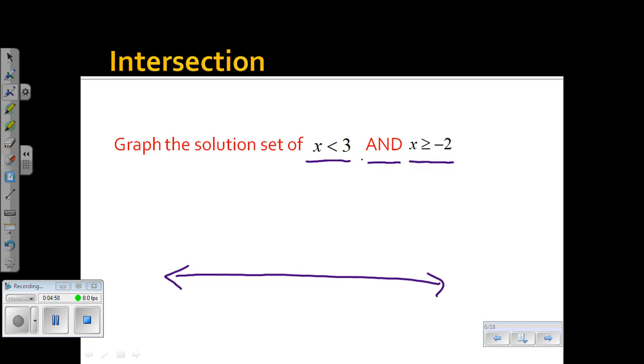Okay, so I definitely need to have my numbers on the number line. So I'm going to start with -3, -2, -1. You should be doing this on your paper too. 0, 1, 2, 3, 4, 5, let's say.